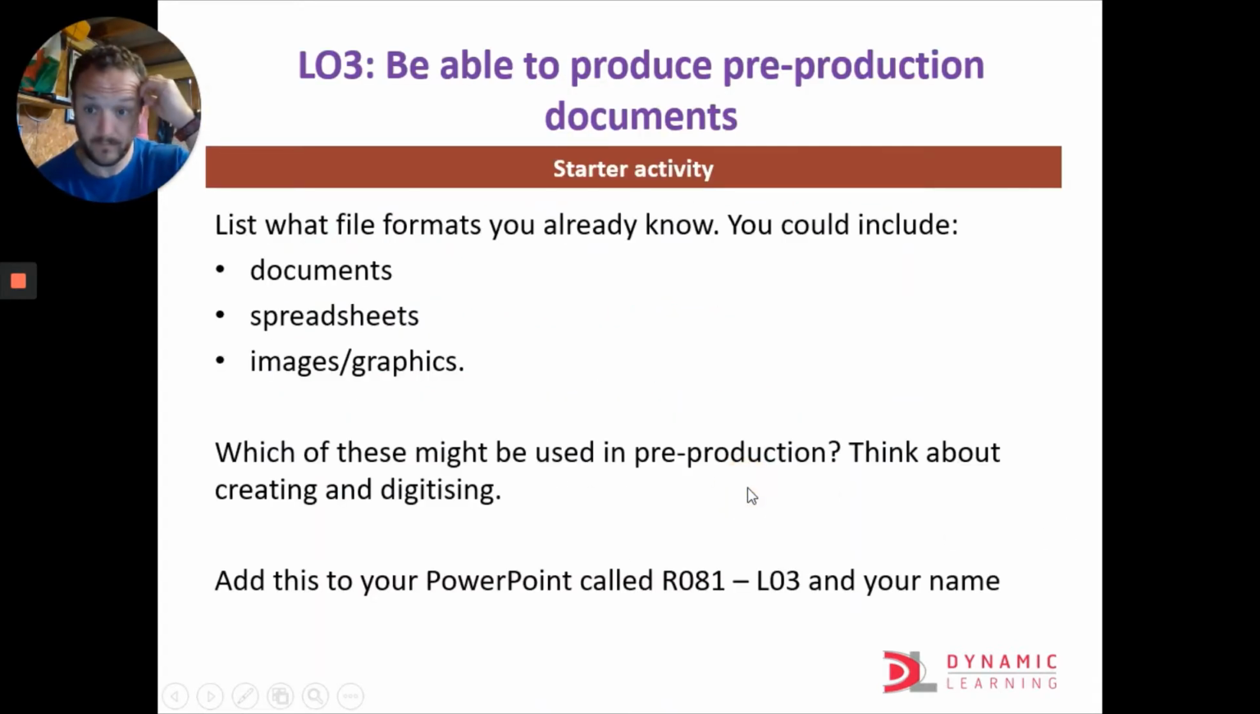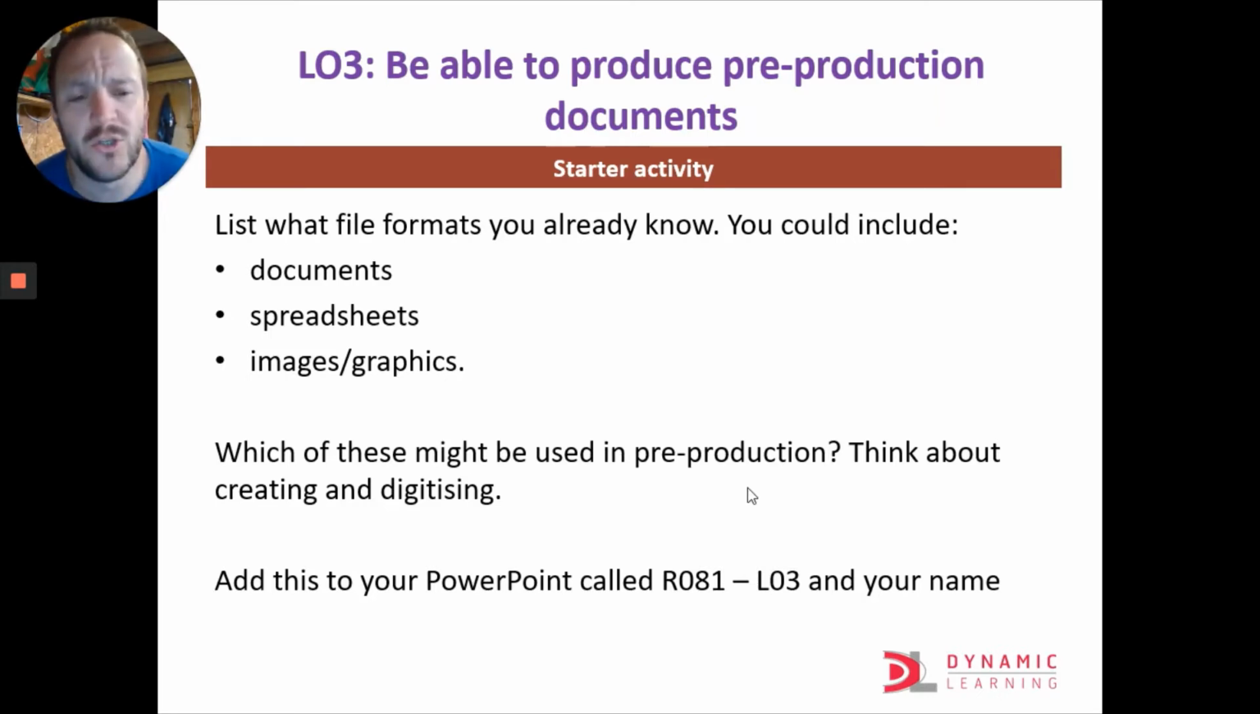Okay, so for your starter, I want you to create a slide with a list of different file formats that you already know. So any document type of file formats, spreadsheet type of file formats, image graphic type of formats, video type of formats as well, or music, choice is yours. I just want to know all the different types of file formats you know, and if you list one, next to it, tell me what type of file it is. So for example, MP3 is music, MP4 is video, and so on and so on.